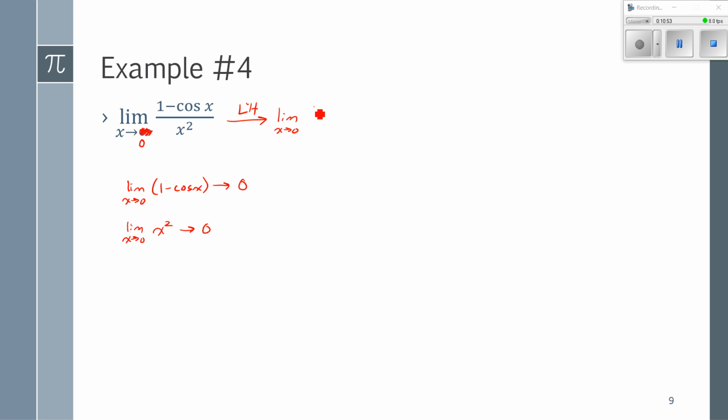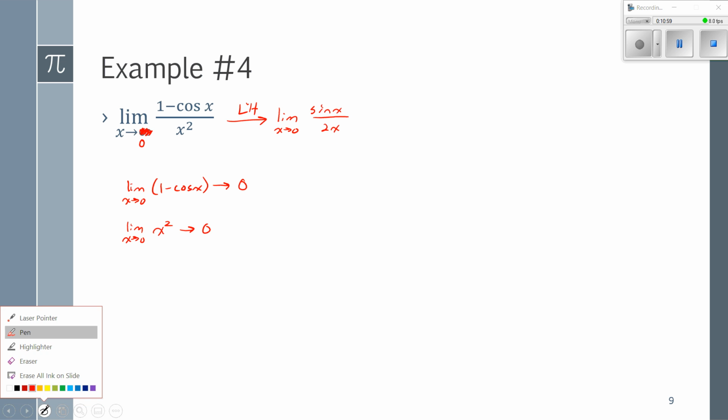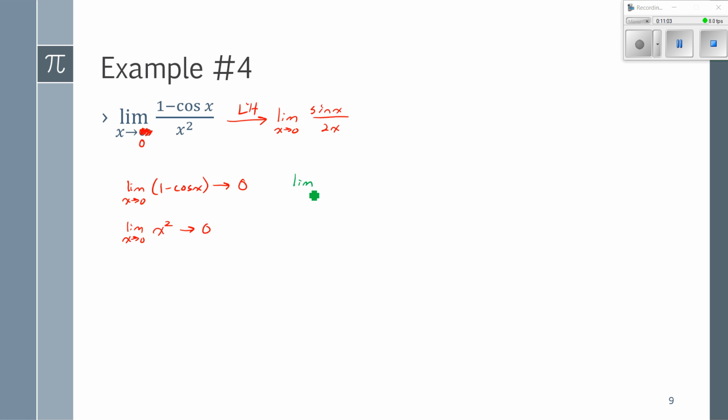Derivative of the top would be positive sine. Derivative of the bottom would be 2x. And I start over. I would see, okay, let me try substitution. So the limit as x approaches 0 of the top is approaching 0. The limit as x approaches 0 for the bottom is also approaching 0. That's an indeterminate form, 0 over 0. I'm allowed to use L'Hopital's rule, so I indicate that I'm doing that.